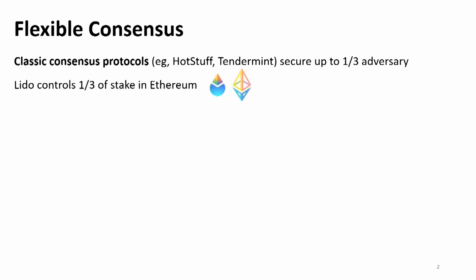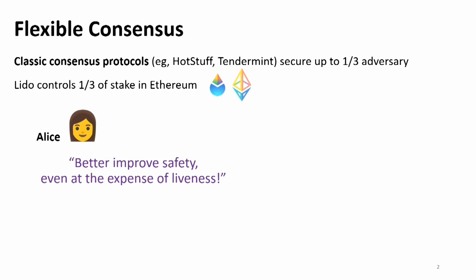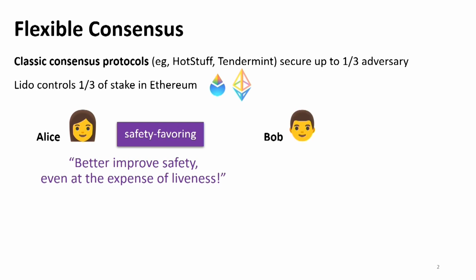Recently, there's been some concern around the fact that Lido, a liquid staking collective, already controls 1/3 of the stake in Ethereum. And so there may be some clients like Alice who think that it's better to improve the safety, prevent double spends even if 1/3 of validators turn out to be adversarial, even if that is at the expense of liveness, even if that's at the expense of waiting longer to transact. So this Alice here is a safety favoring client.